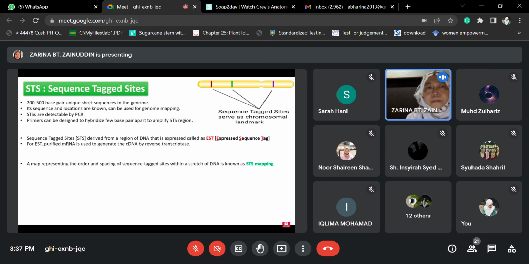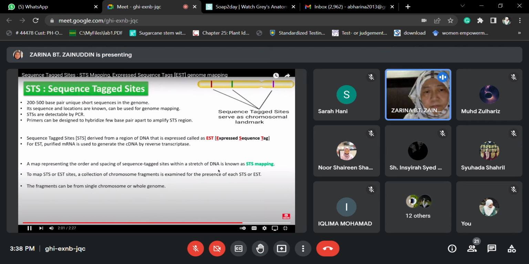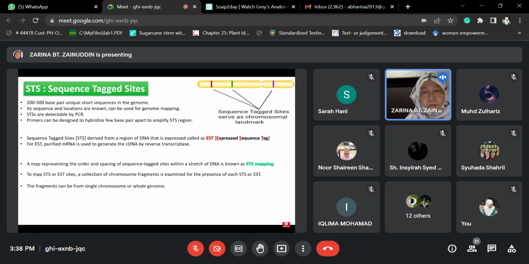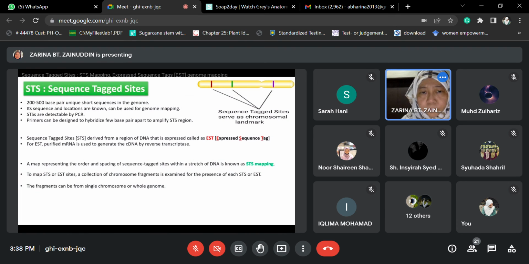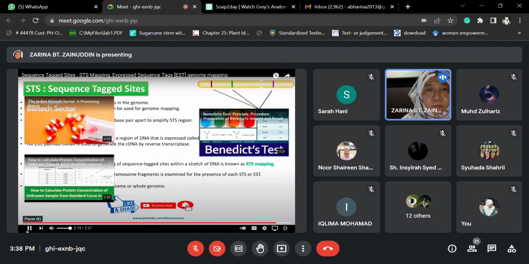A map representing the order and spacing of the sequence tagged sites within a stretch of DNA is known as STS mapping. To map STS or EST sites, a collection of chromosome fragments is examined for the presence of each STS or EST. The fragments can be from a single chromosome or from the whole genome. Hope you're clear with this short topic.